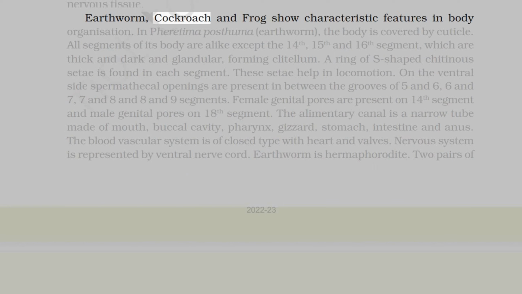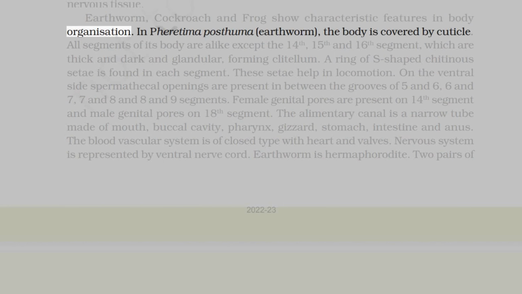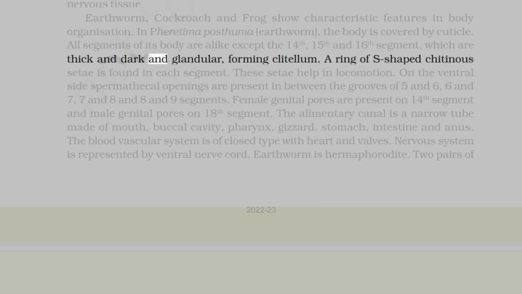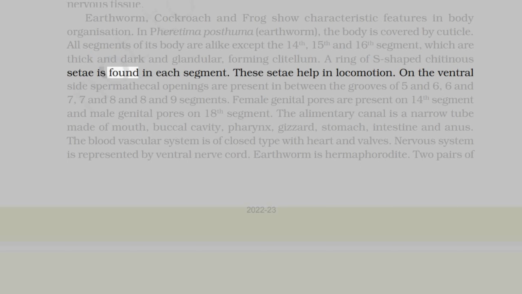Earthworm, cockroach and frog show characteristic features in body organization. In Pheretima posthuma, the earthworm, the body is covered by cuticle. All segments of its body are alike except the 14th, 15th and 16th segments, which are thick, dark and glandular, forming the clitellum. A ring of S-shaped chitinous setae is found in each segment. These setae help in locomotion.